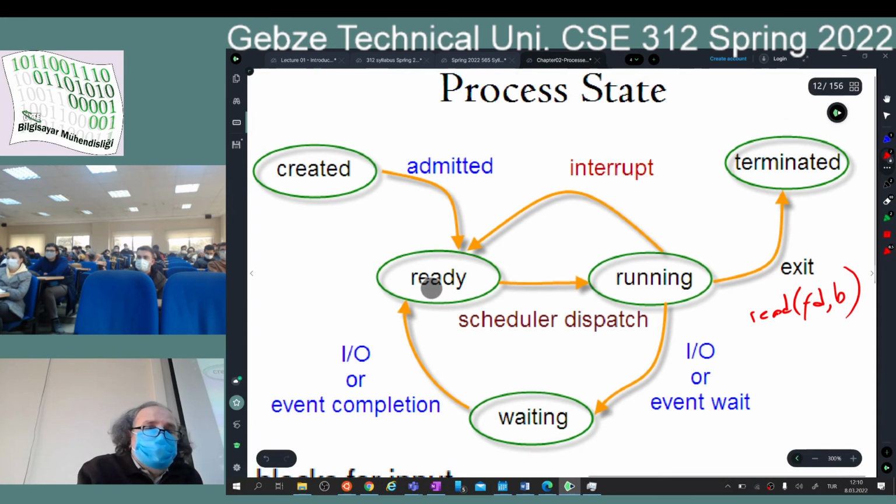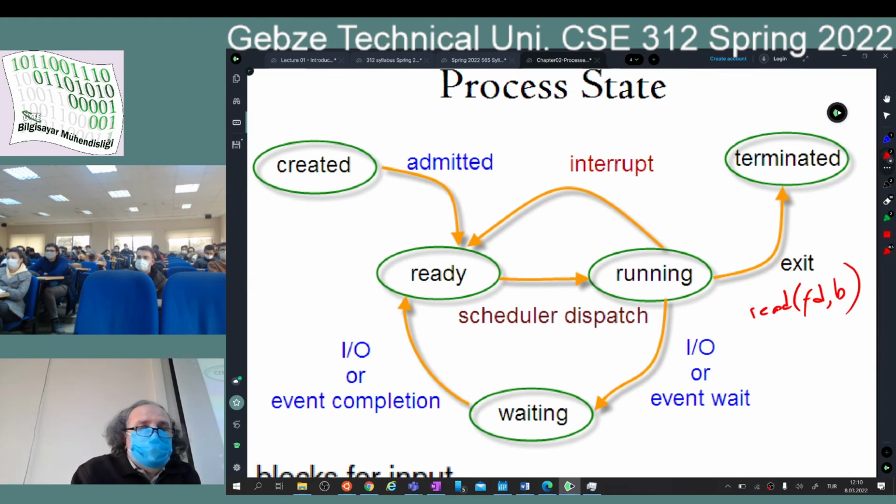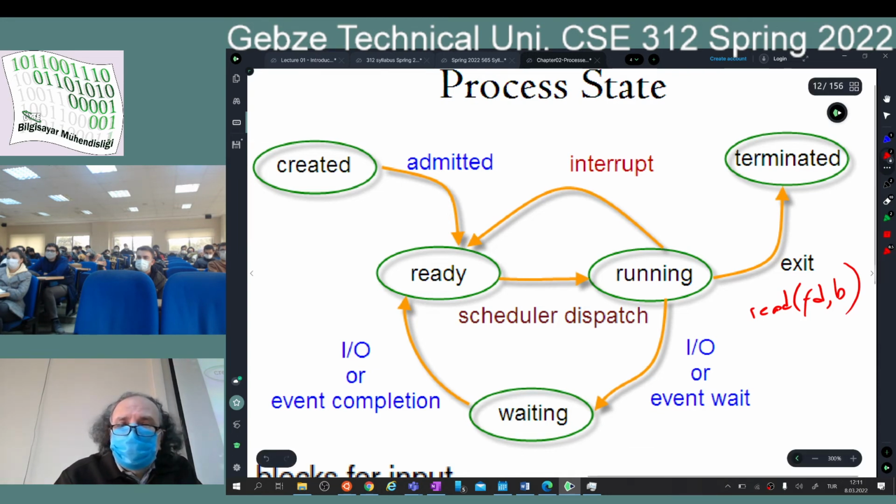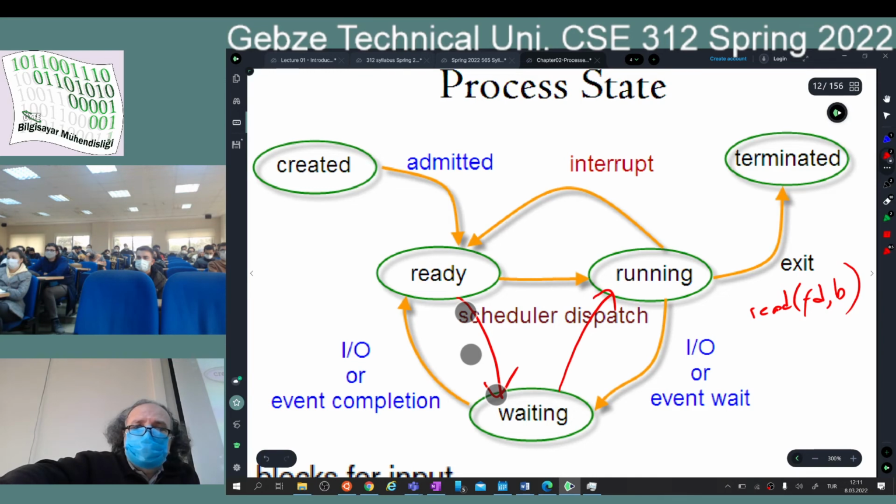So I am waiting in the ready queue. Whenever the CPU is available for me, with another scheduler dispatch, I keep running. Okay, good. So let's try to. This is not happening. Also, this is not happening either. Can anybody tell me why this is not happening? This cannot happen.